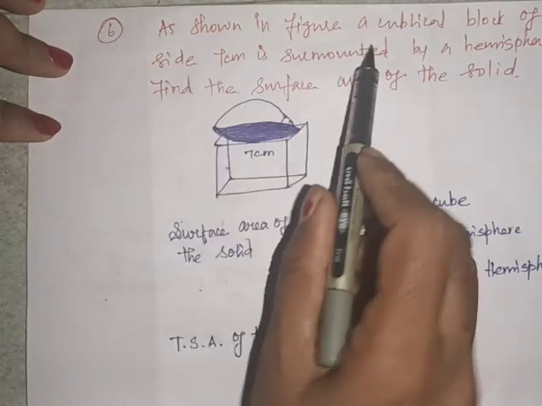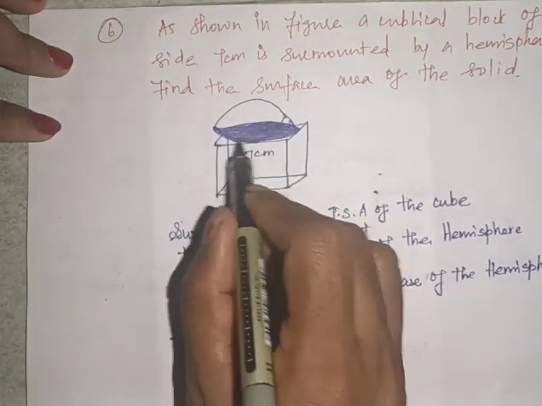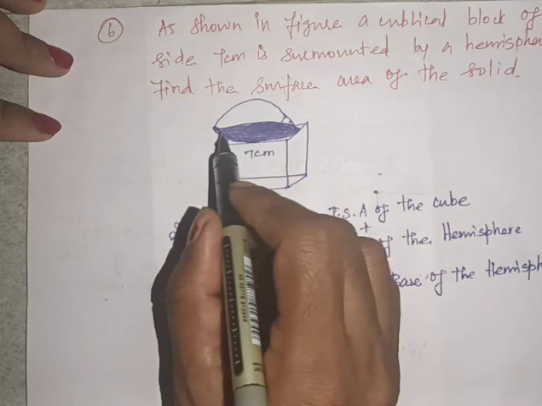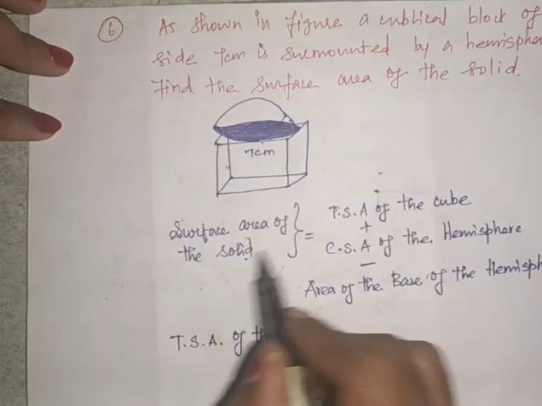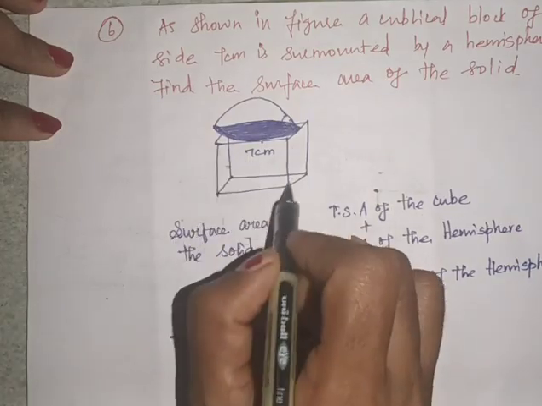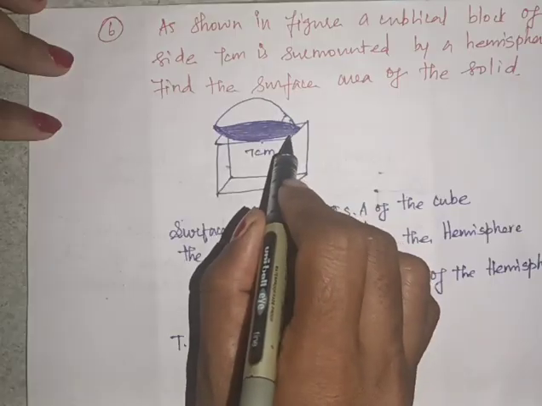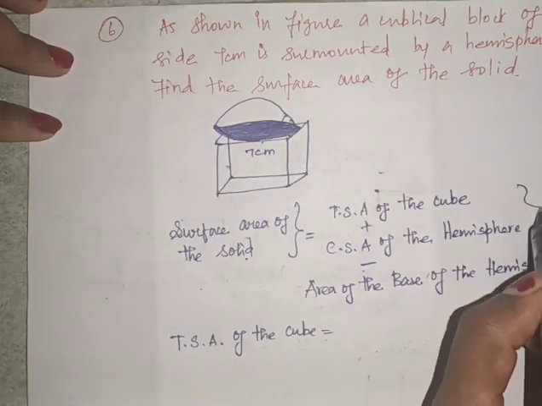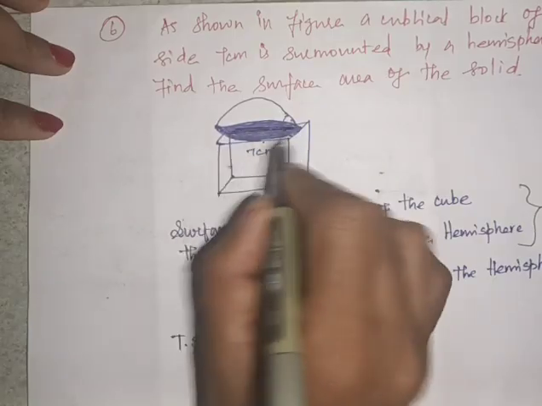As shown in the figure, a cubical block of side 7 cm is surmounted by a hemisphere. Find the surface area of the solid. The surface area of the solid is nothing but the sum of total surface area of the cube and curved surface area of the hemisphere, minus the area of base of hemisphere.